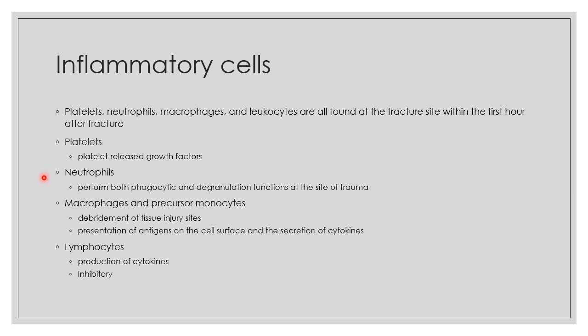Neutrophils perform both phagocytic and degranulation functions at the site of the trauma. Your macrophages and precursor monocytes act to debride the tissue injury sites. They also present antigens on the cell surfaces and secrete cytokines which help in the process of bone healing. Lymphocytes also produce cytokines and are said to perform an inhibitory function.